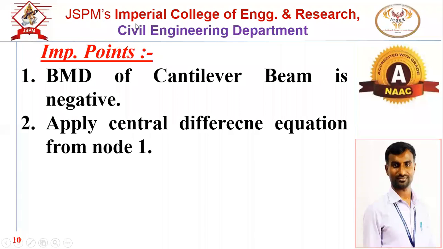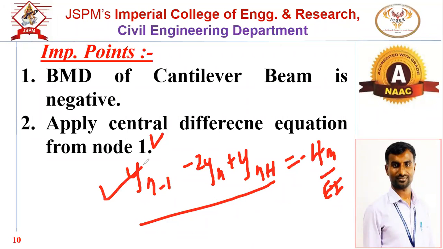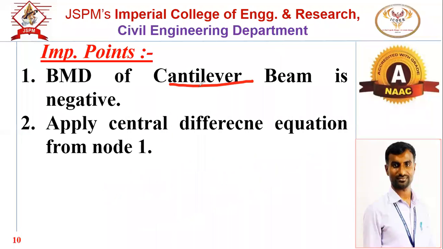Then you have to apply the central difference equation, and that equation is y(n minus 1) minus 2y(n) plus y(n plus 1) on the left hand side, equal to minus h square M divided by EI. This central difference equation we have to apply for each node, and in case of a cantilever we have to start with node 1. It means your n minus 1 term will become y0, because if you put n as 1, then 1 minus 1 is 0. So it will start from y0 minus 2y1 plus y2, like that.